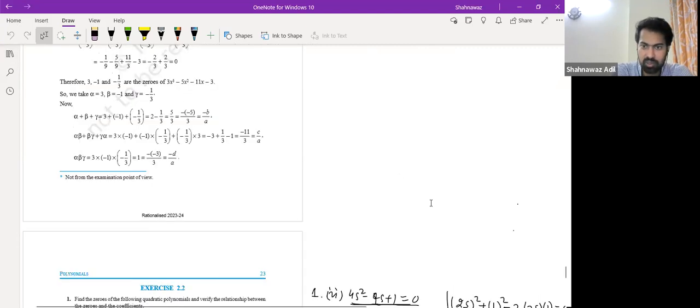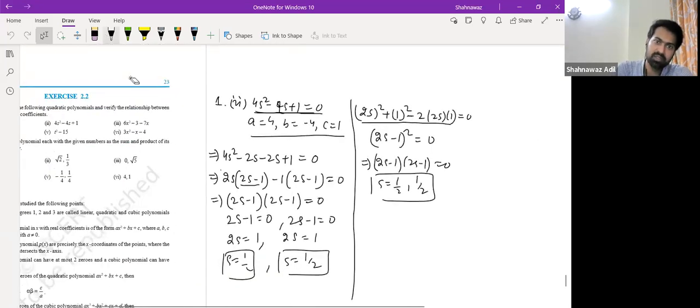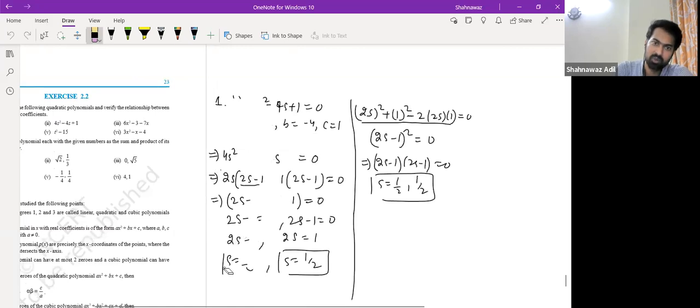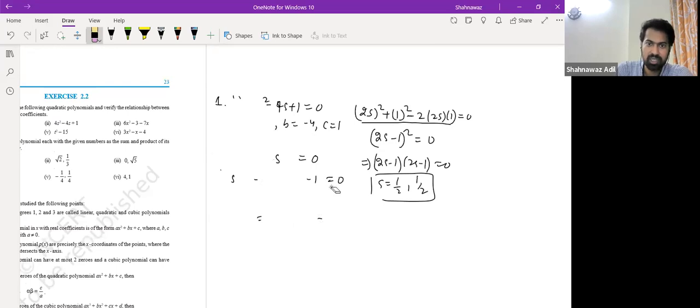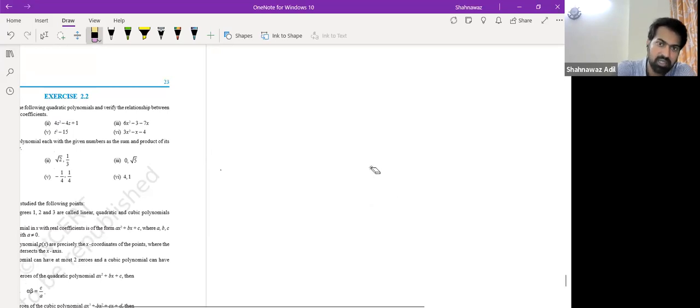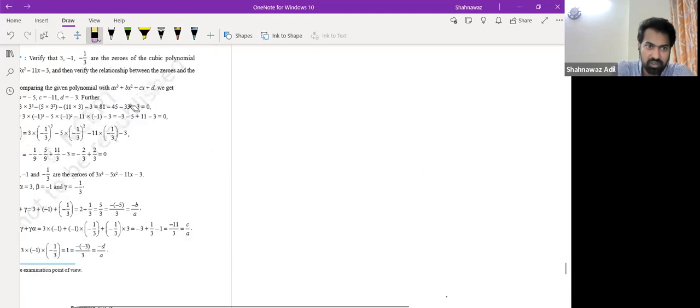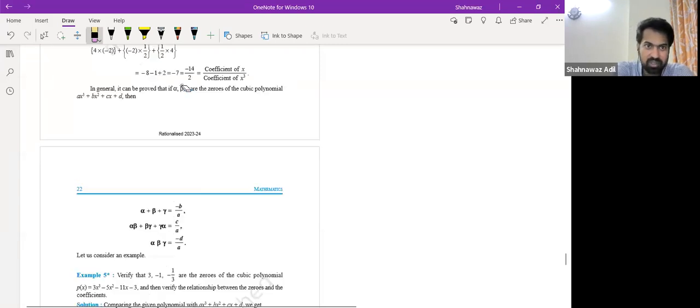Now, there are only two concepts in this polynomial chapter. One is the degree of the polynomial, then the zeros of the polynomial, and lastly the relationship between the zeros and the coefficients of the quadratic equation. So only the quadratic equation that you have. But do we have a star on this also?